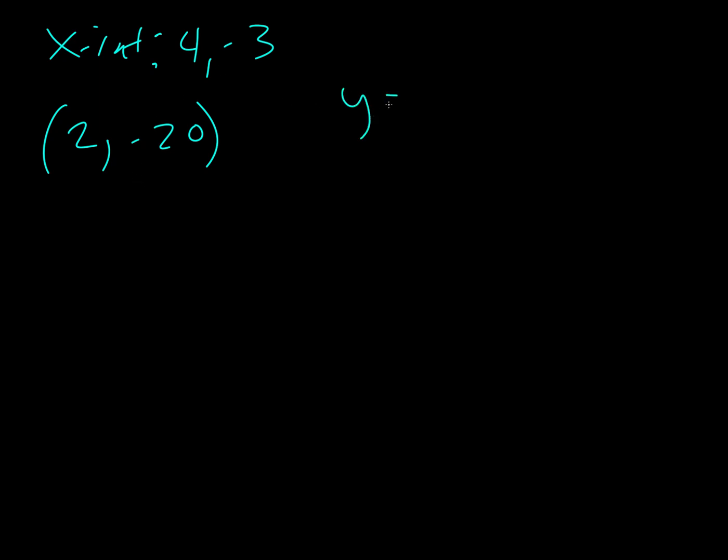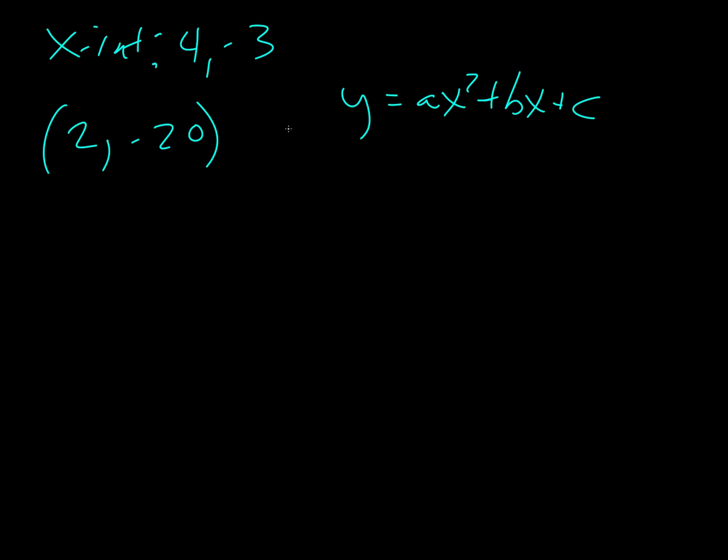It says find the equation of the quadratic whose graph cuts the x-axis at, so it gives us x-intercepts, 4 and negative 3, and which passes through the point (2, negative 20). Give your answer in the form y equals ax squared plus bx plus c.